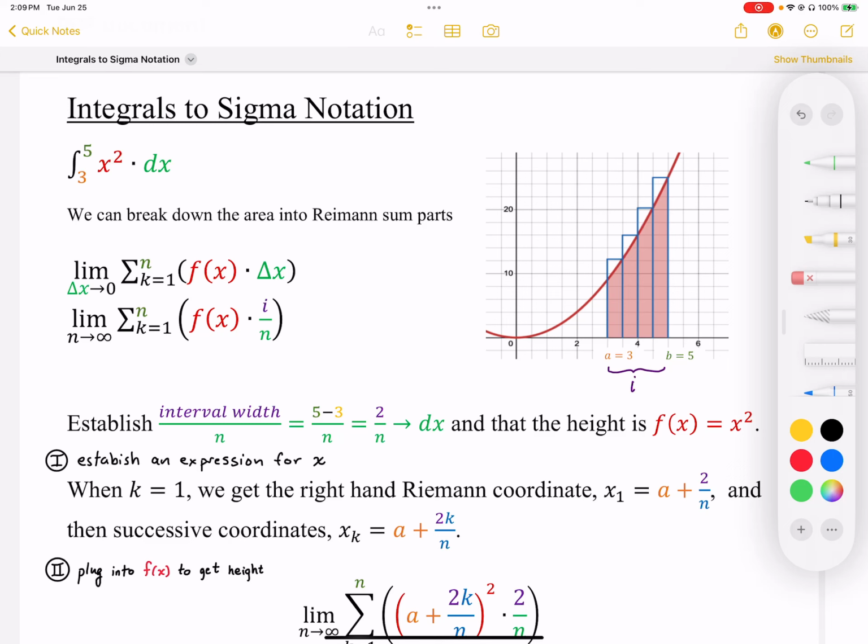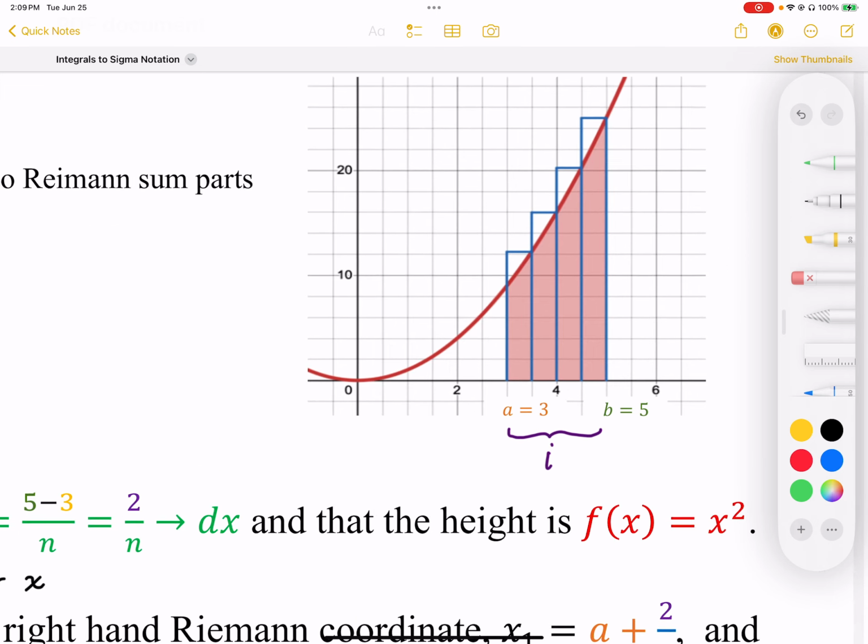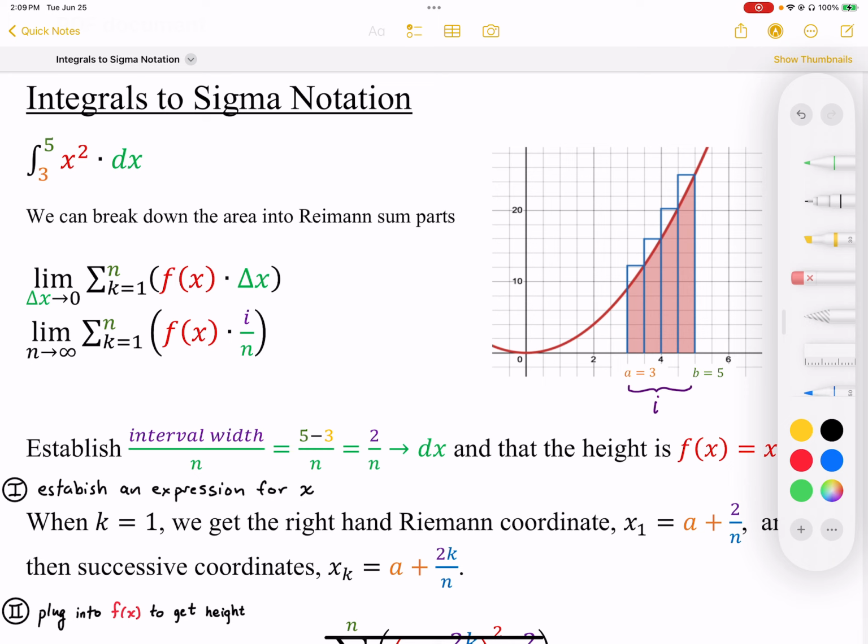I have here a definite integral, so I'm trying to find the area underneath the x squared graph from x equals 3 to x equals 5, so I have that here. And I want to break this down into its Riemann sum parts, or its rectangular parts, and then be able to add up the rectangles to estimate the area.